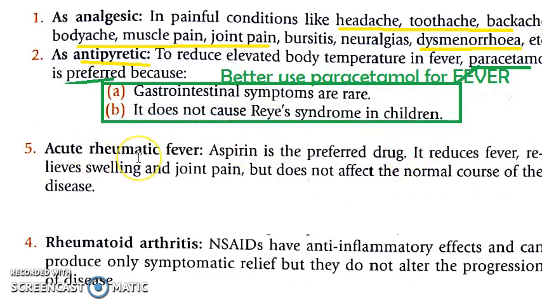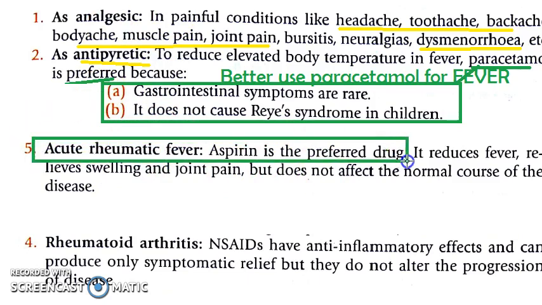Next, acute rheumatic fever. In rheumatic fever, again the word fever is coming, so antipyretic. Aspirin is the preferred drug for rheumatic fever. It reduces fever and relieves swelling and joint pain. So it has an anti-inflammatory effect also. It does not affect the normal course of the disease, that you already know, right? It will not remove the underlying cause. It relieves swelling and joint pain. Very good. So this is rheumatic fever.